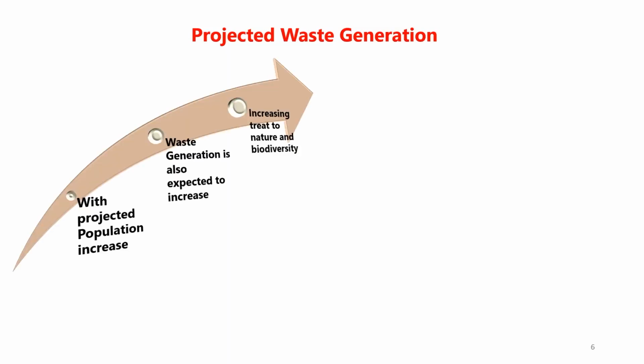So how much waste is currently produced and how much waste will be produced in the future? It is very common knowledge that with population increase, the waste is going to increase because people are going to use more commodities, and with the increase in the use of commodities, the waste is also going to increase. So this increase in waste is an increasing threat to nature and of course biodiversity.